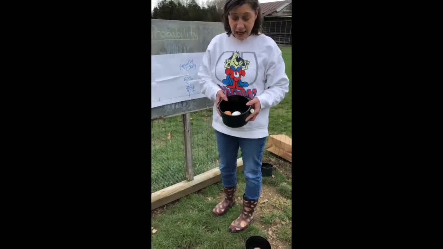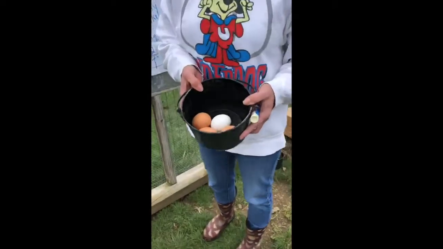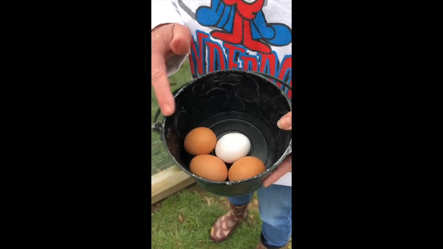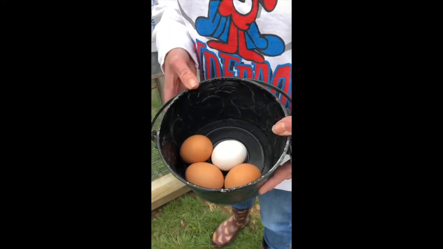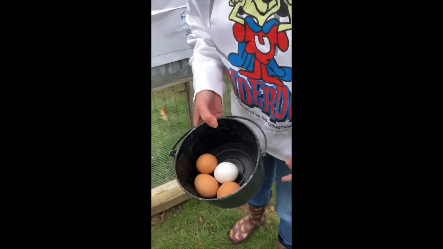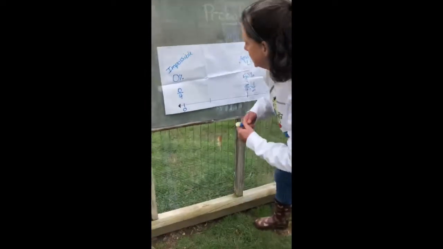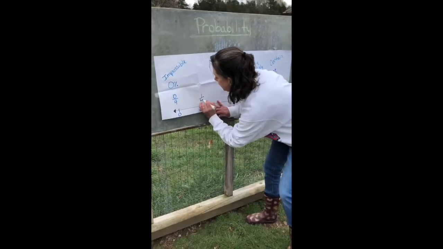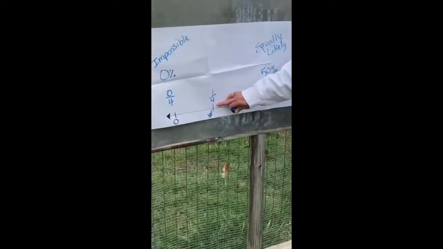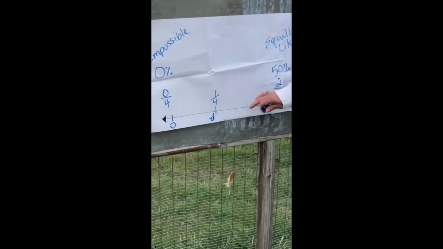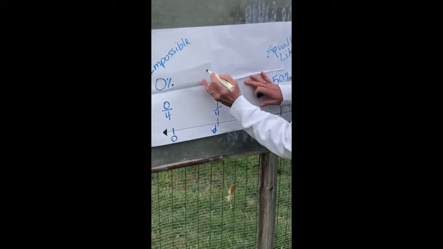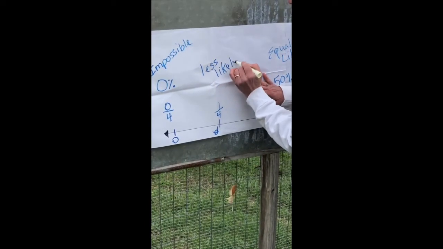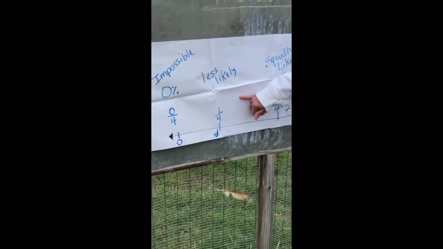In this bucket, I still have 4 eggs, but this time only 1 of them is white. So my ratio for this one will be 4 as my denominator because there's 4 eggs, and 1 is my numerator because only 1 is white. So that gives me a 1 in 4 chance of picking a white egg. That means that it is less likely that I'll pick a white egg.